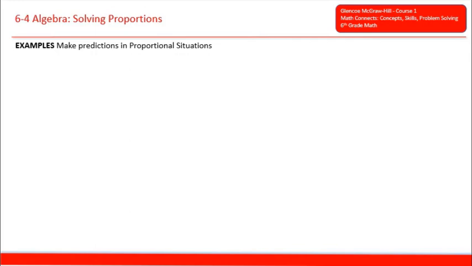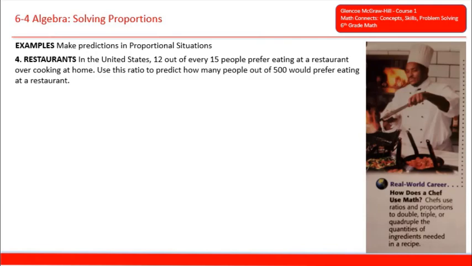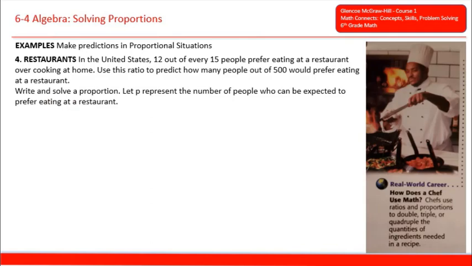Examples. Make predictions in proportional situations. Number 4. Restaurants. In the United States, 12 out of every 15 people prefer eating at a restaurant over cooking at home. Use this ratio to predict how many people out of 500 would prefer eating at a restaurant. Write and solve a proportion. Let P represent the number of people who can be expected to prefer eating at a restaurant.